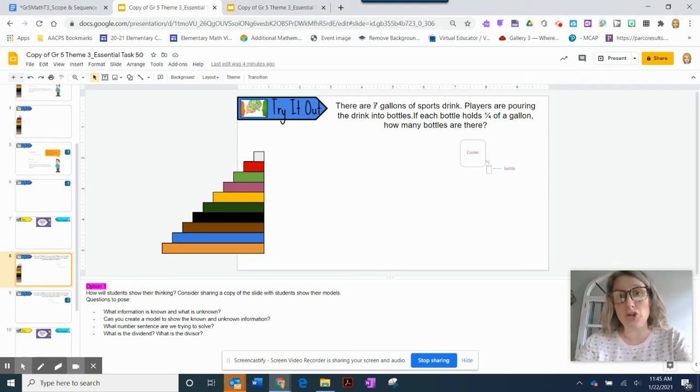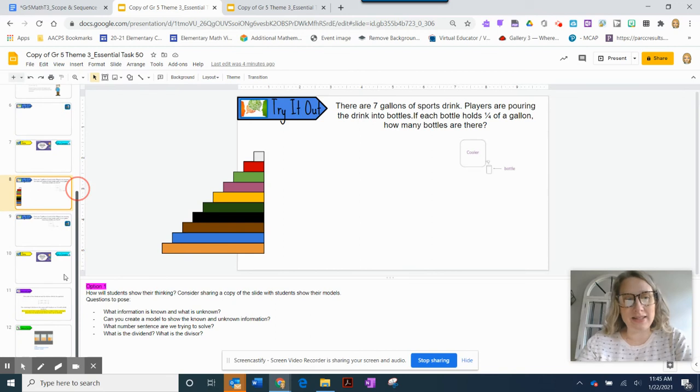In this case, we have a whole or a total of 7. I know that the amount in each group has an equal amount of 1/4 of a gallon, but I don't know how many groups there are. So that's going to change our models. That's going to show us that we're going to be doing 7 divided by 1/4. So talk students through that and help them make sense of those problems.